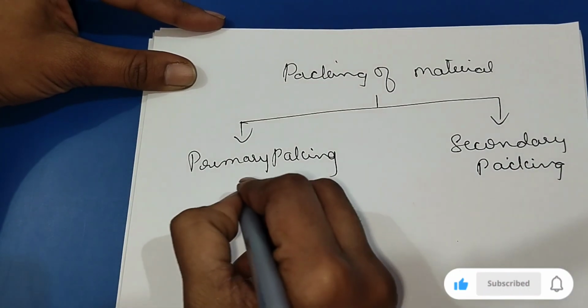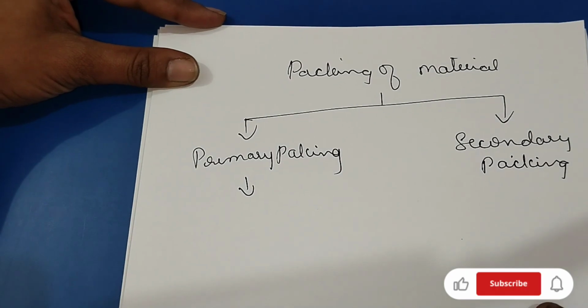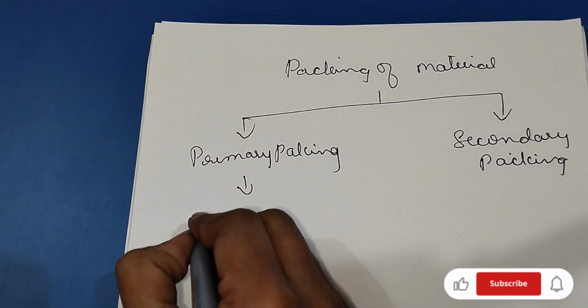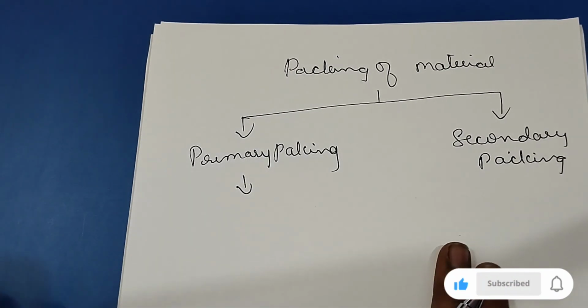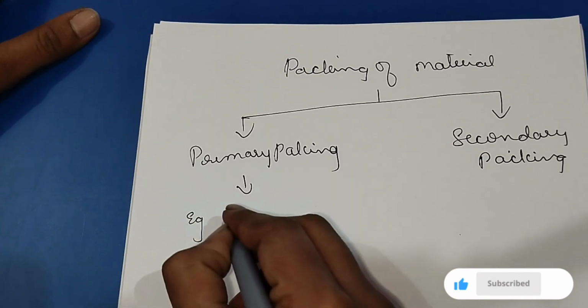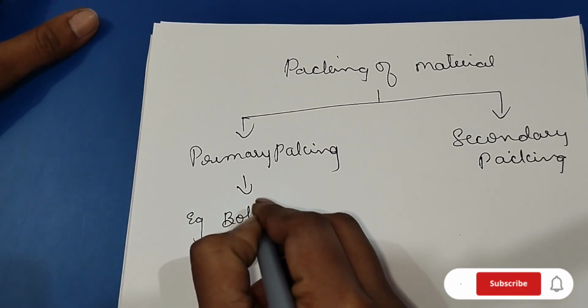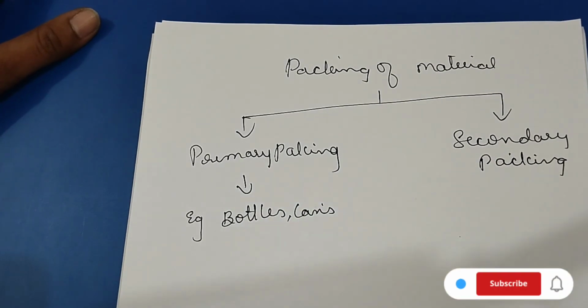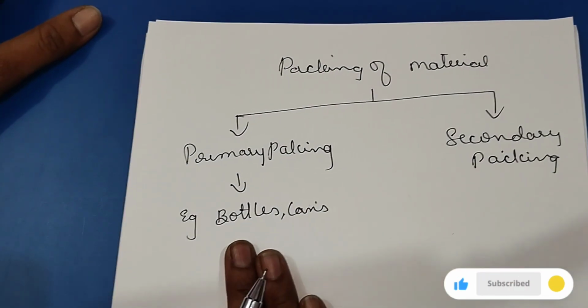So primary packing, all the inventories necessary to bring into the present location. What is important to bring it to the present location, for example bottles or cans, those are called the primary packings. So that we are going to consider.